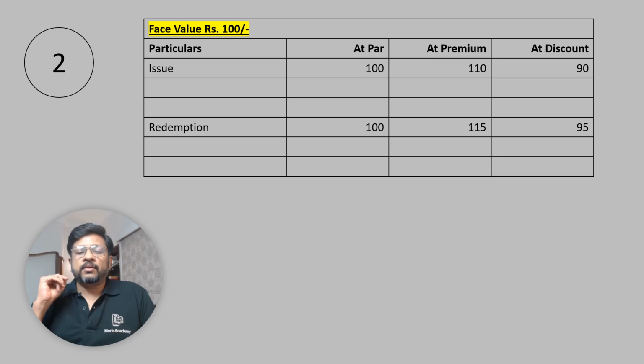Let us consider now the first type of question, that is you are required to pass the entry for issue of debentures when issue terms and redemption terms are given to you. In this case, you can see that there are 6 different situations which are possible. I have already discussed it at length in the classroom also: issued at par and redemption is at par, issued at par but redemption is at premium, issued at premium, redemption is at par, issued at premium and redemption is at premium, issued at discount, redemption is at par, and issued at discount, redemption is at premium.